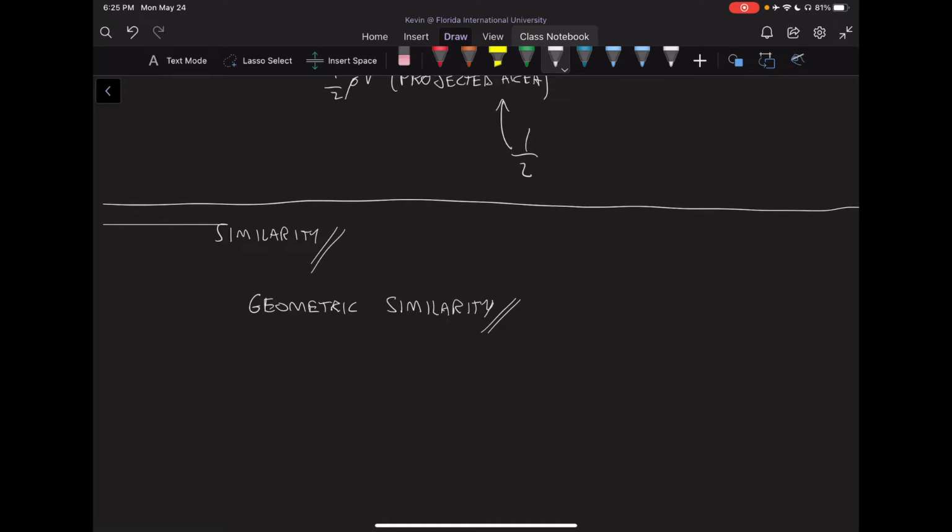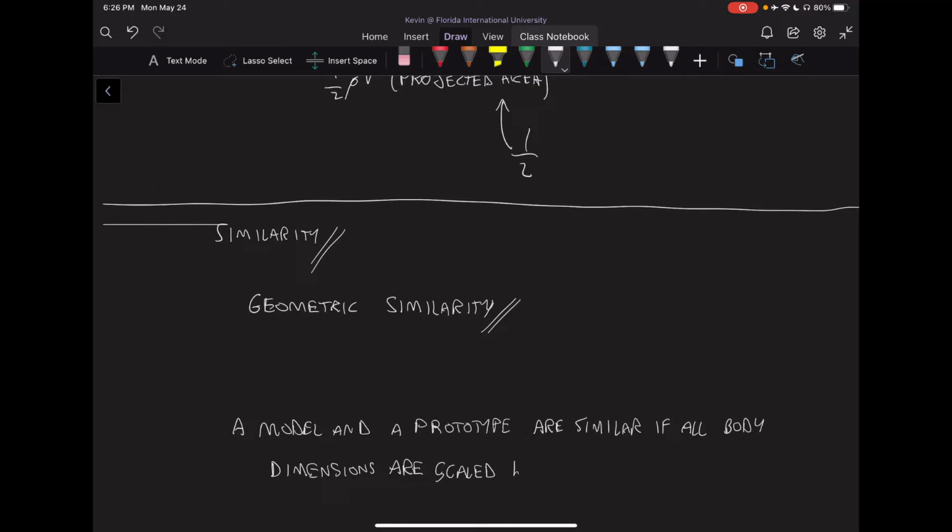So we can say that a model and a prototype are similar if all body dimensions are scaled linearly.